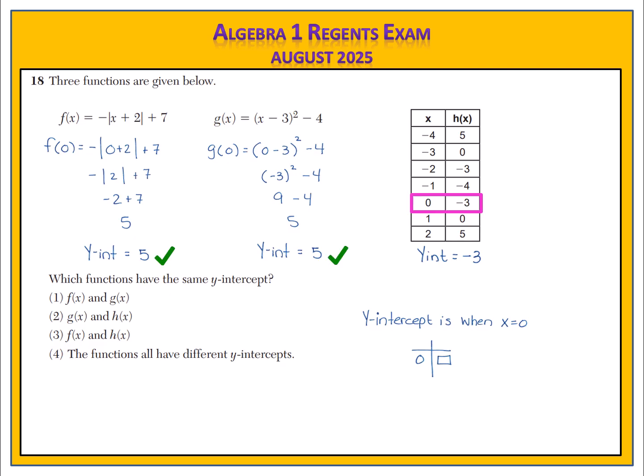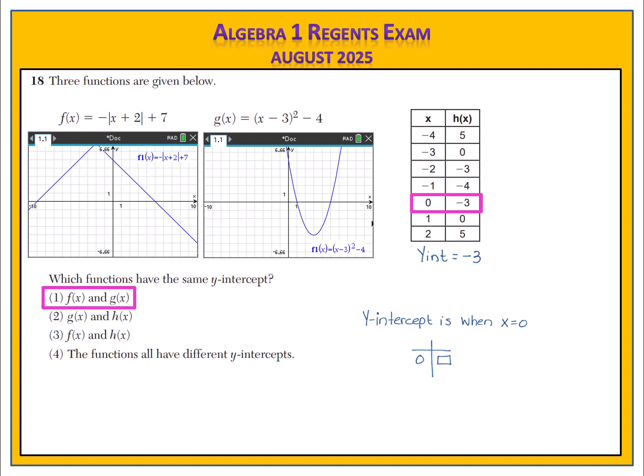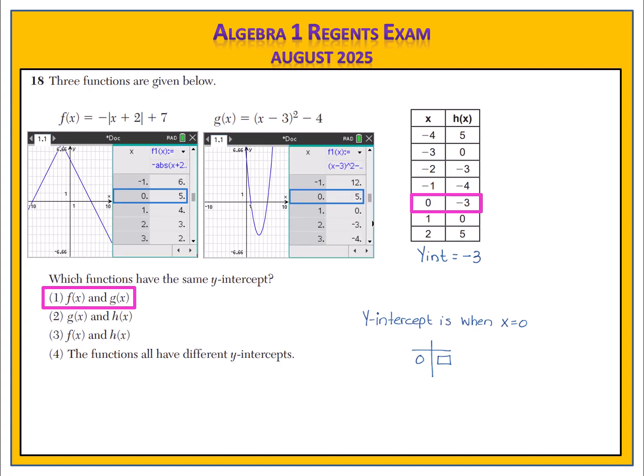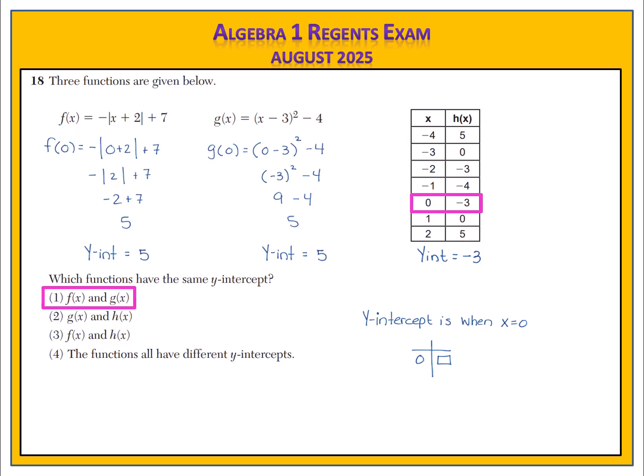Two of the functions have the same y-intercept. One of them has a different y-intercept. Looking at the 3 choices, function f of x and g of x have the same y-intercept, which is choice 1. If you don't want to go through the trouble of substituting 0 in place of x, you could always graph both of the functions f of x and g of x separately, look at their table, and find the y value when x is 0. For both of those functions, when x is 0, y is 5, and so those are the y-intercepts for those two functions. Again, f of x and g of x have the same y-intercept. H of x does not.